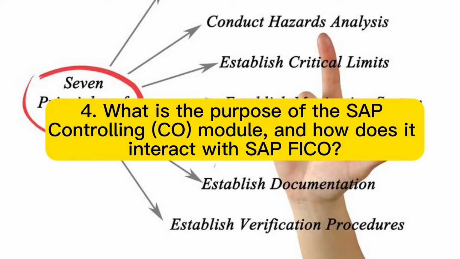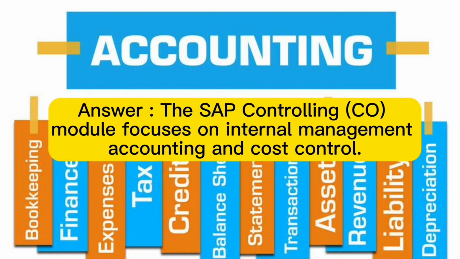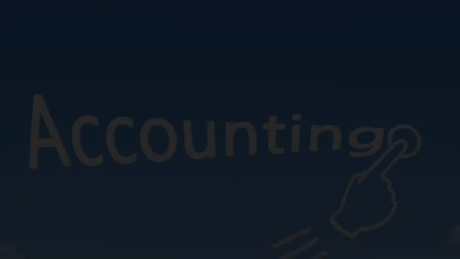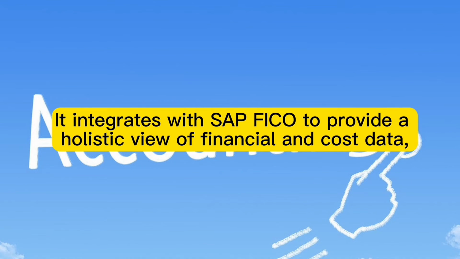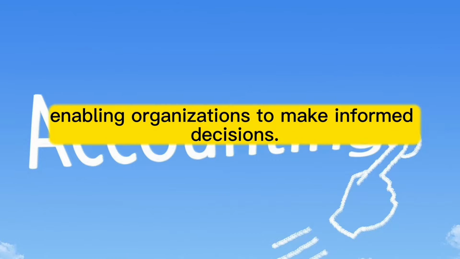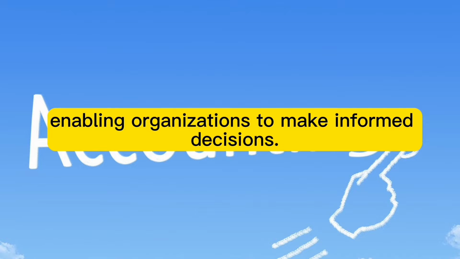4. What is the purpose of the SAP Controlling (CO) module, and how does it interact with SAP FICO? Answer: The SAP Controlling CO module focuses on internal management accounting and cost control. It integrates with SAP FICO to provide a holistic view of financial and cost data, enabling organizations to make informed decisions.